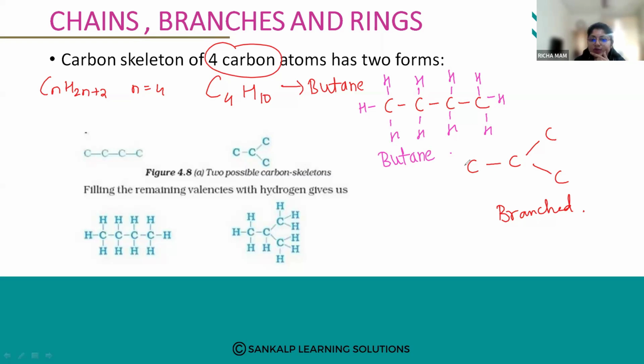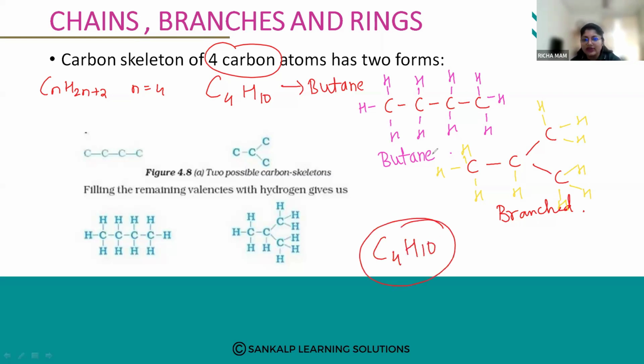Similarly, let us write the structure for this one now. So here, 1, 2, 3, 4. Then again 1, 2, 3, 4. Then this carbon already has 1, so 2, 3, 4. This carbon also already has 1, so 2, 3, 4. Here, both these structures, what formula do they have? If you calculate, it is C4H10.